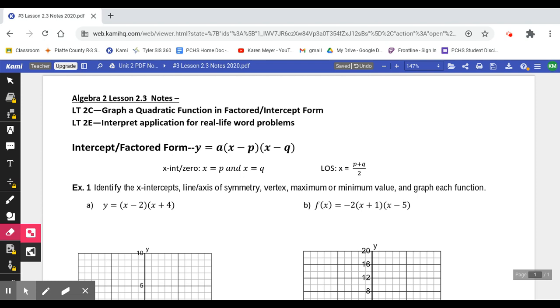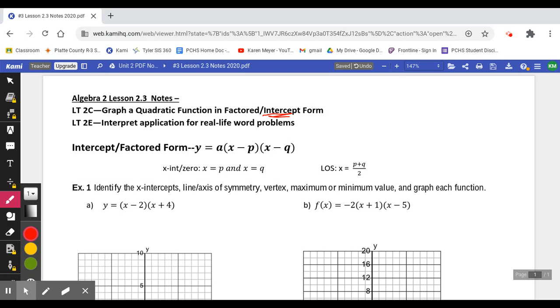In this video, we're going to talk about the last form that we can graph a quadratic in, and that is what we call either factored or intercept form. I like to call it intercept form just because it's going to give me intercepts. So here's the new form.